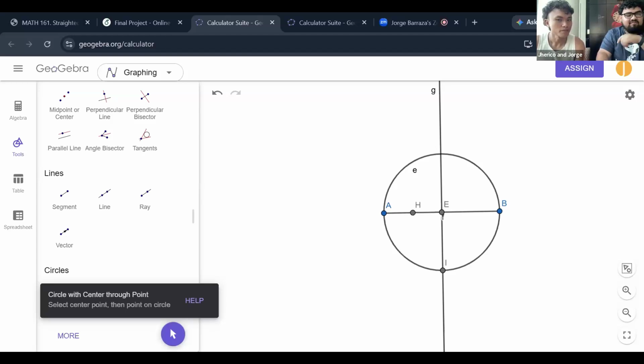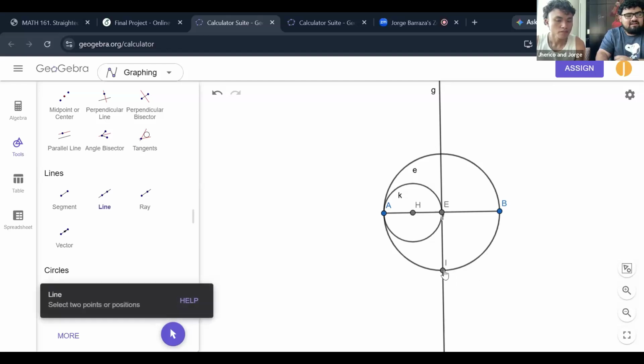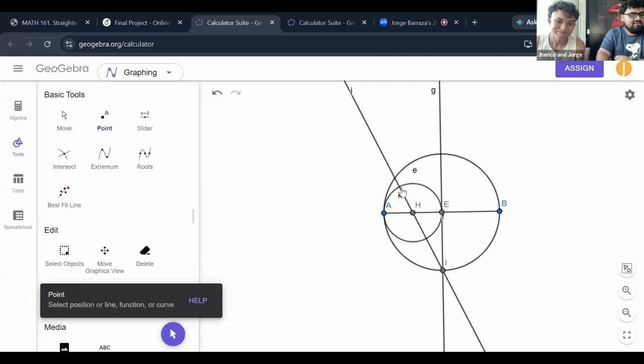So now that we have our midpoint of the line segment AE, we're going to construct this little circle with H being the center and A and E being points on the circle. And then we're going to construct the line HI so we can find the intersection point between the line and the circle where H is the center and A and E are points on the circle. So we get this point.